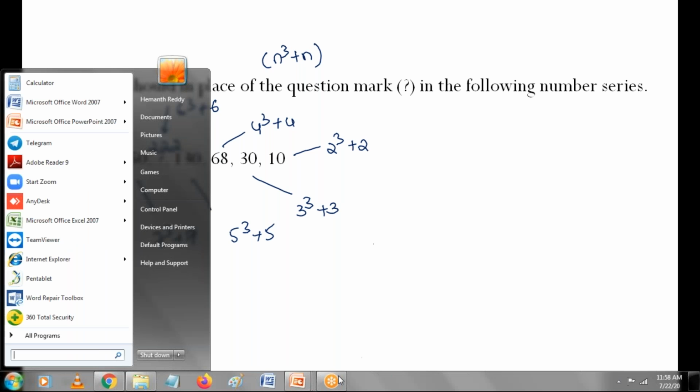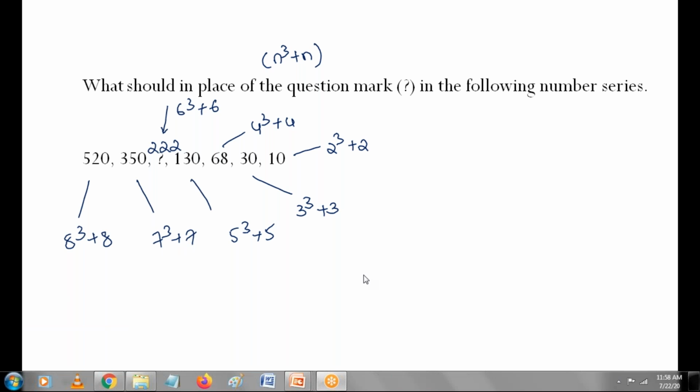See, these are all basic points we discussed. Cubes, prime numbers, all the logics you have to apply, right?